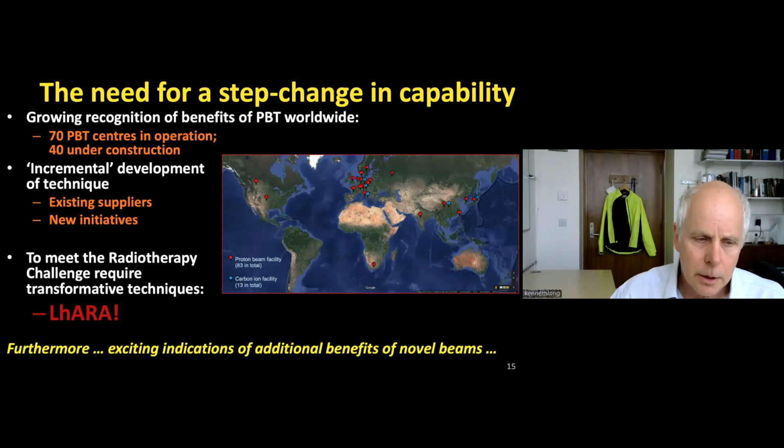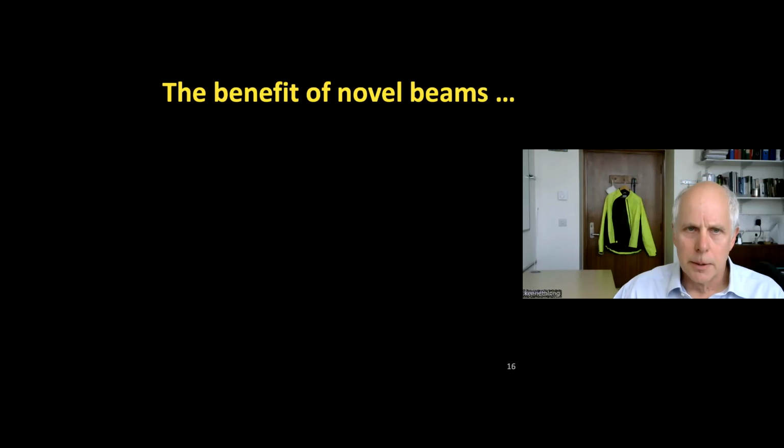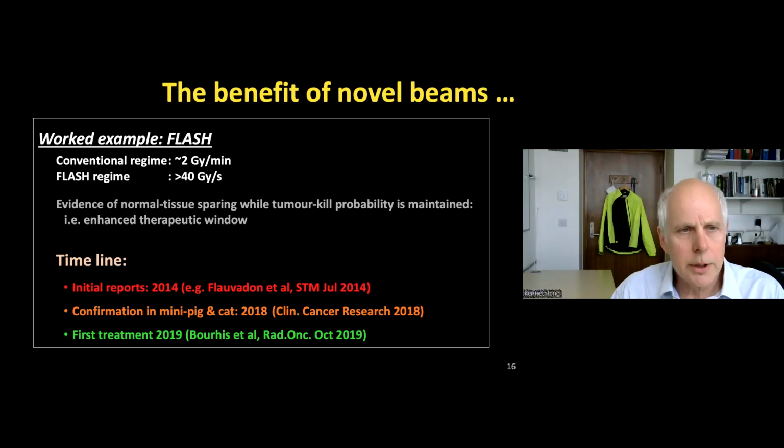I think we ought to look briefly at the indications that novel beam topologies are really having exciting indications of increasing the therapeutic window. So I'm going to do two worked examples. The first is flash, which has already been mentioned. Conventionally, if you're delivering proton therapy, you're doing it at the rate of order 2 grays per minute. The flash regime, there's discussion about what flash therapy really means for protons, but let's take the definition as being in excess of 40 gray per second.